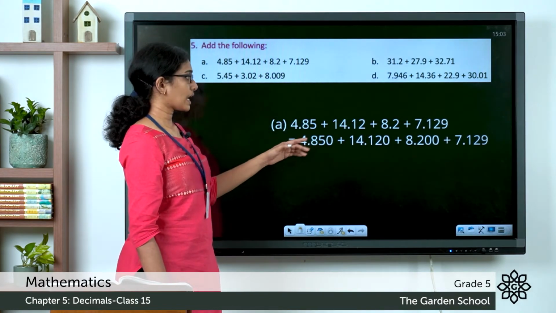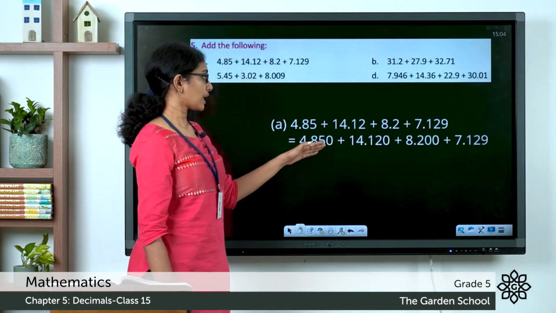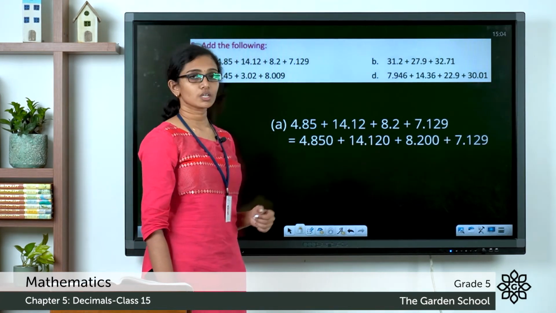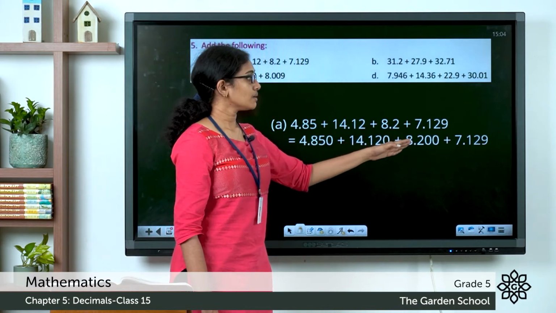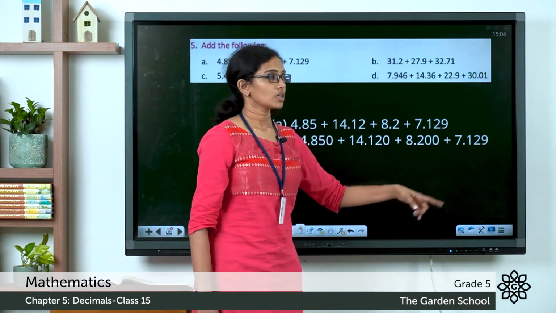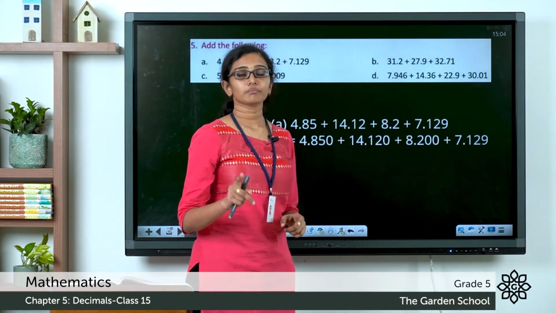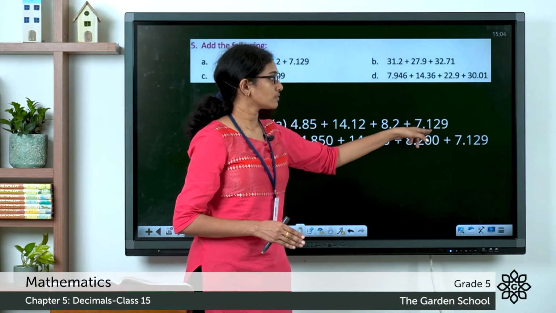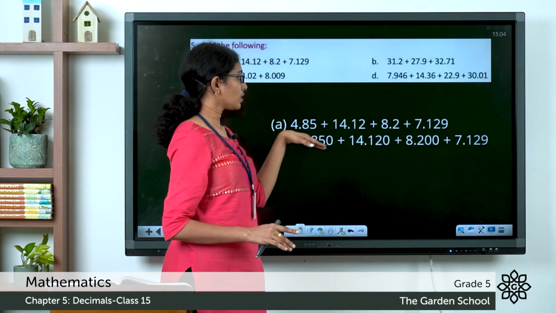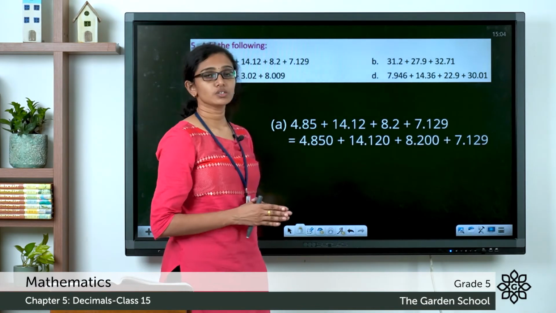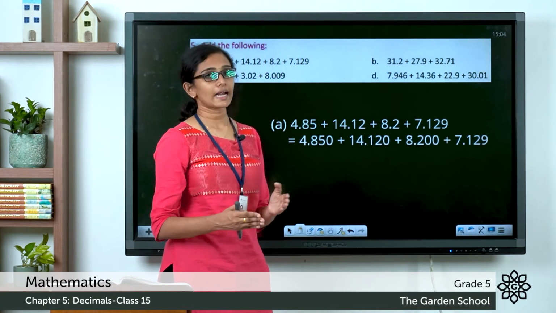So that 4.85 becomes 4.850, 14.12 becomes 14.120, 8.2 becomes 8.200, and 7.129 stays as such. This is the number which has got the maximum number of digits after the decimal point. So here you have 3 digits, hence we made all the other numbers have 3 digits after the decimal point by adding zeros.